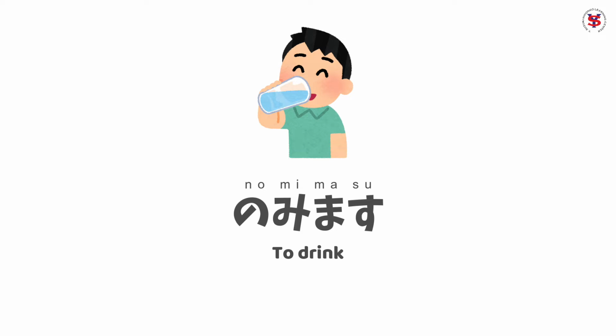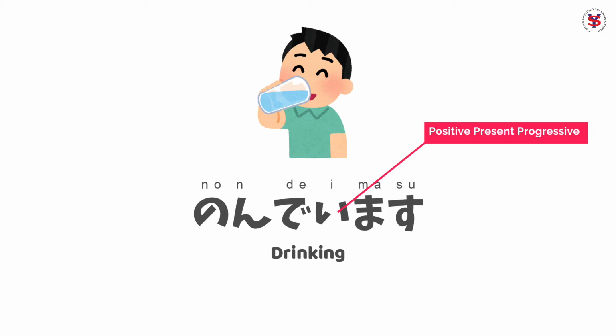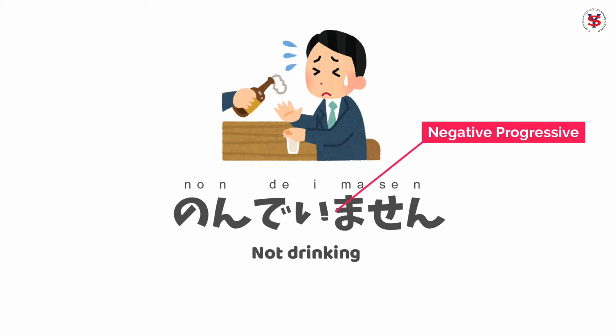Let's take a look. First example, let's go with nomimasu. Nomimasu, to drink, diba? Drinking or umiinom would be nonde imasu. That's called our positive present progressive. If you want to say the opposite, that would be nonde imasen. That's our negative progressive. So not drinking or hindi umiinom.